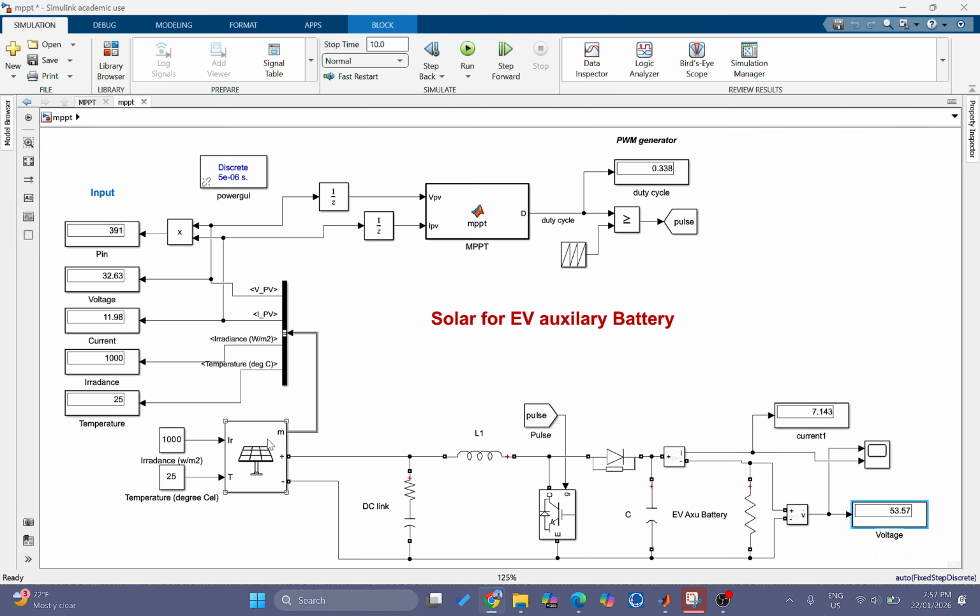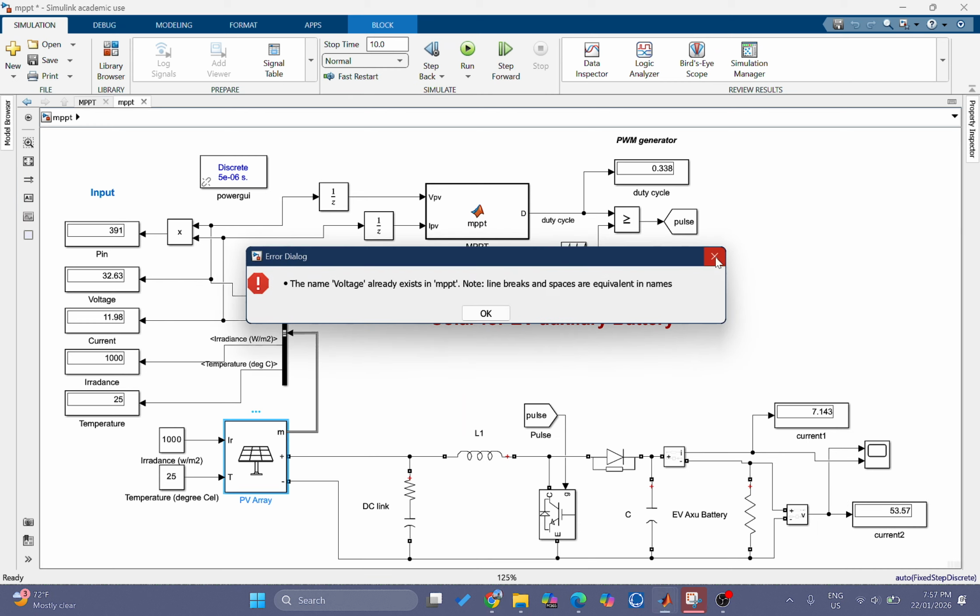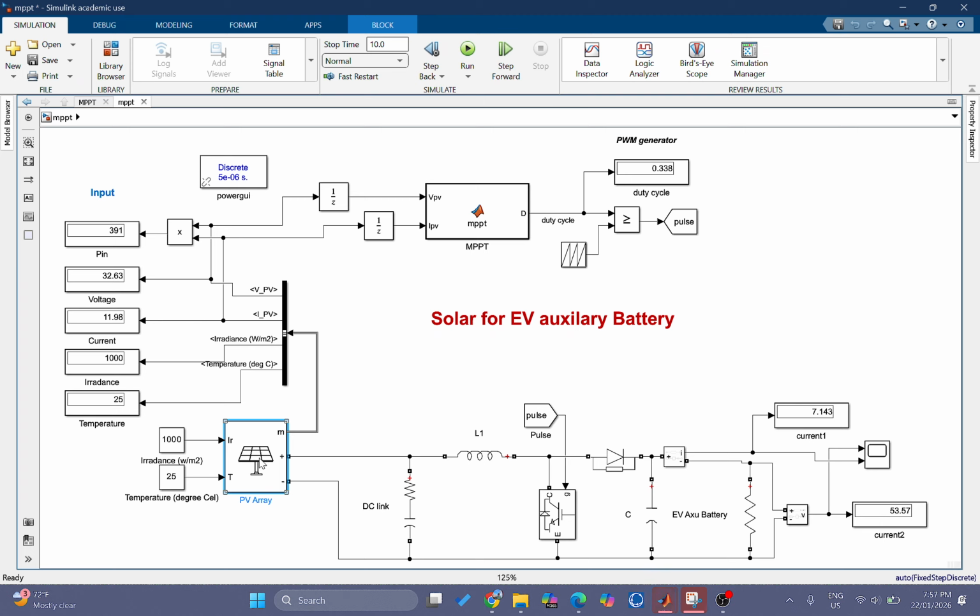The photovoltaic array generates DC power based on the irradiance and the temperature. The power is fed into a DC-DC boost converter whose duty cycle is controlled by the Perturb and Observe MPPT algorithm here.